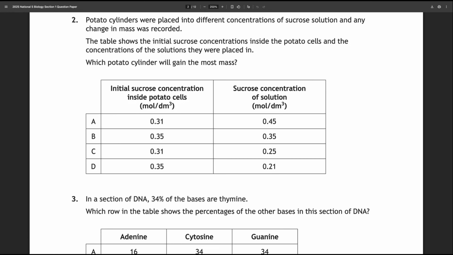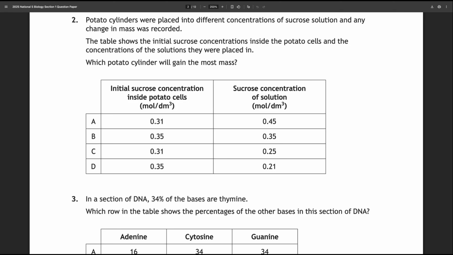So if we do a quick run through of all 4 options that we've got, A says that the sucrose solution inside the cell is 0.31 and the sucrose solution outside the cell is 0.45. So that tells us that we're going to have 99.69 inside the cell and 99.55 outside the cell in terms of water concentration. So 69 being bigger than 55 means that the water is going to move from inside the cell for A to outside of the cell, which means the cell is actually going to lose water. Therefore, it will not gain the most mass.